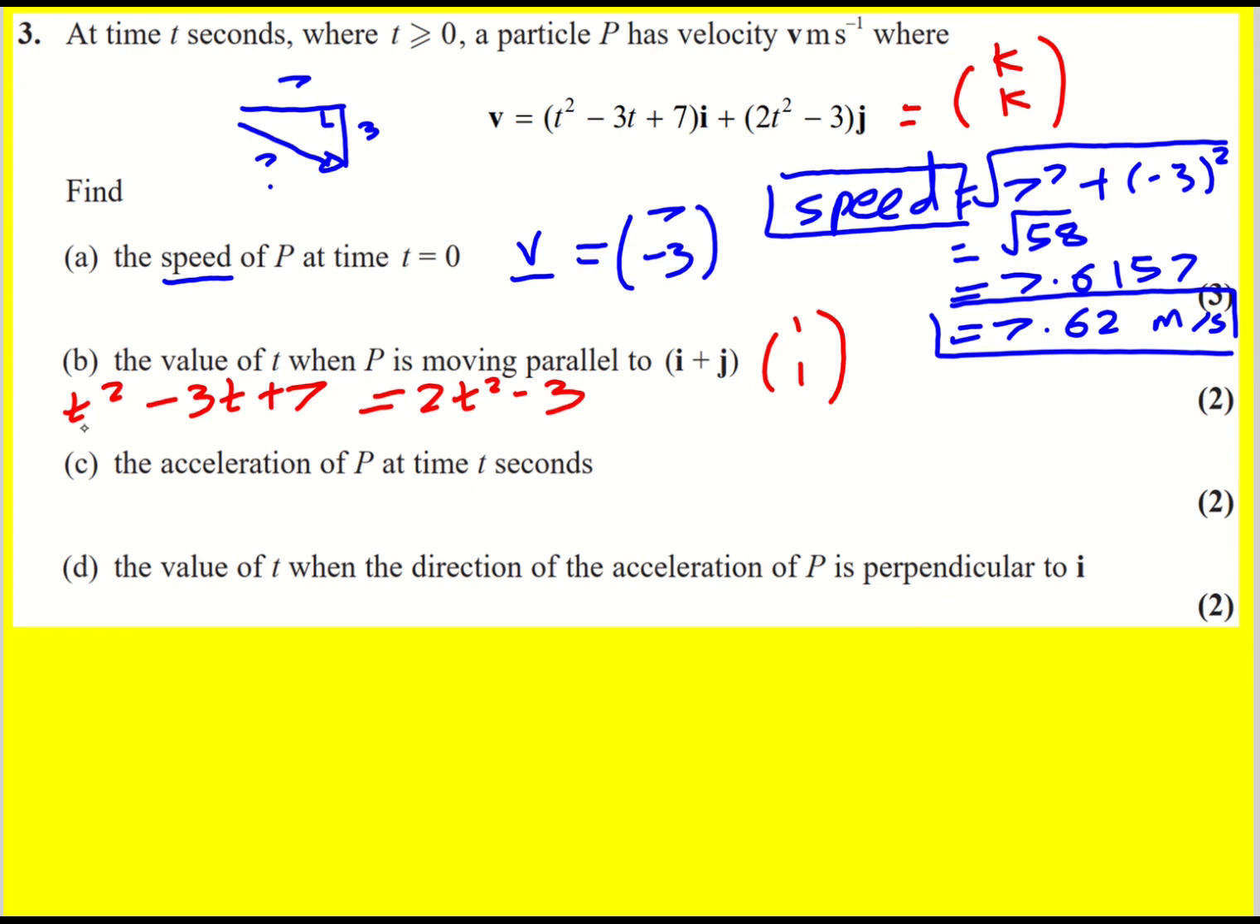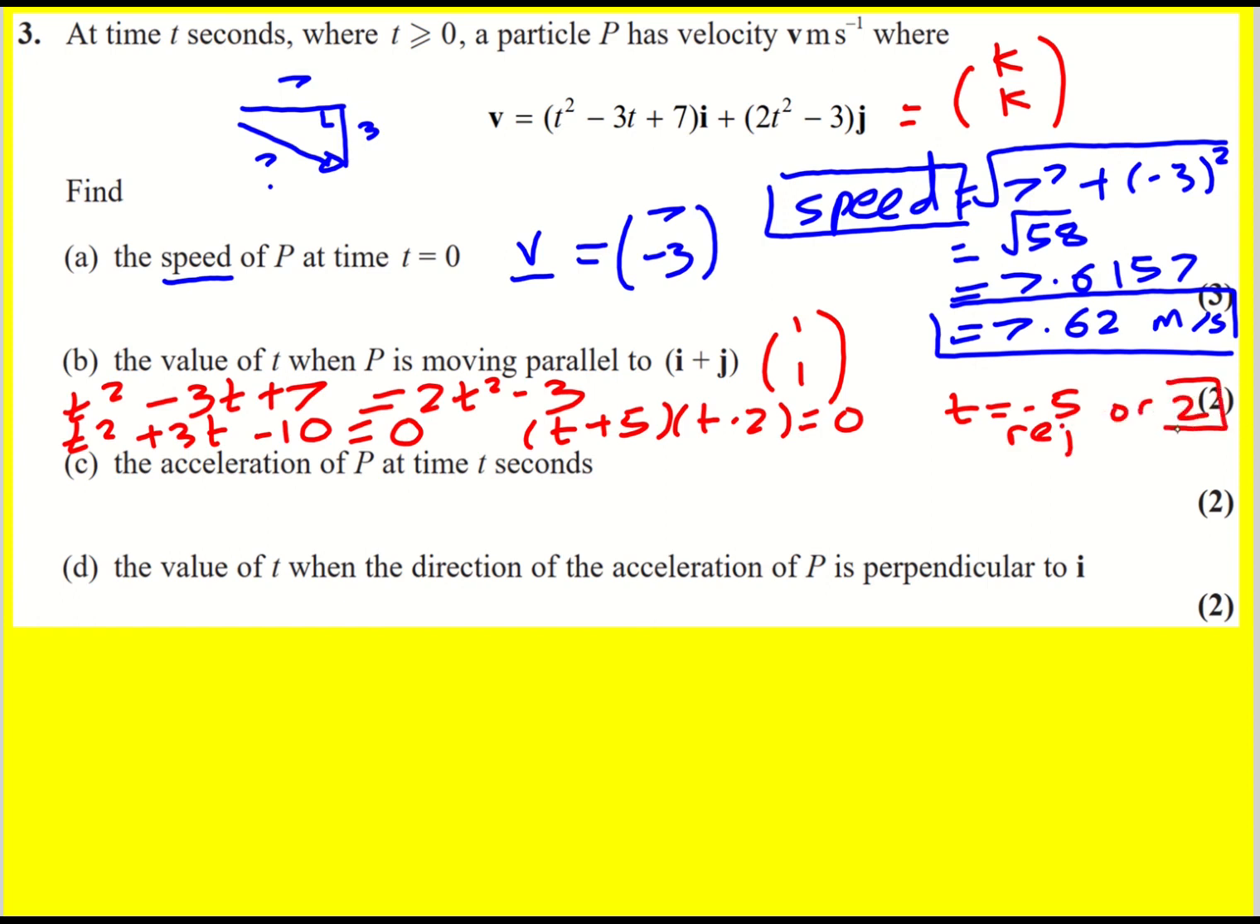So we can minus t squared from both sides, add 3t, minus 7. This now equals 0. Factorize it. t plus 5, t minus 2 equals 0. So t is equal to minus 5, which I'm just going to reject because it's negative, or 2, which I'm not going to reject. That one is our answer.